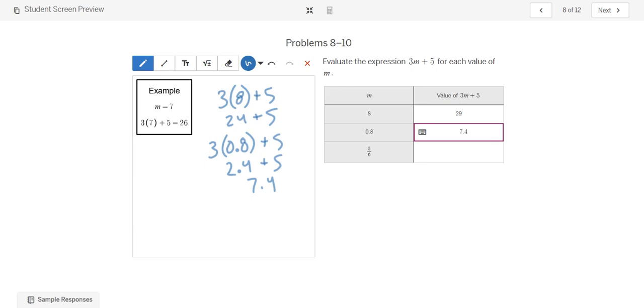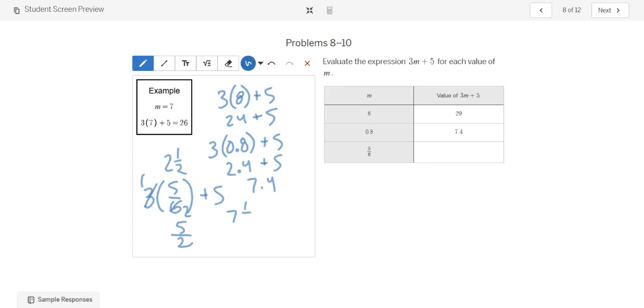And then 5/6 would be 3 times 5/6 plus 5. I get that this is going to simplify a little bit, 5 halves. There's a couple ways I could do this. I can turn this into 2.5 plus 5 is 7.5, or 5 halves plus 10 halves equals 15 halves. Either way, same answer, 15 halves.